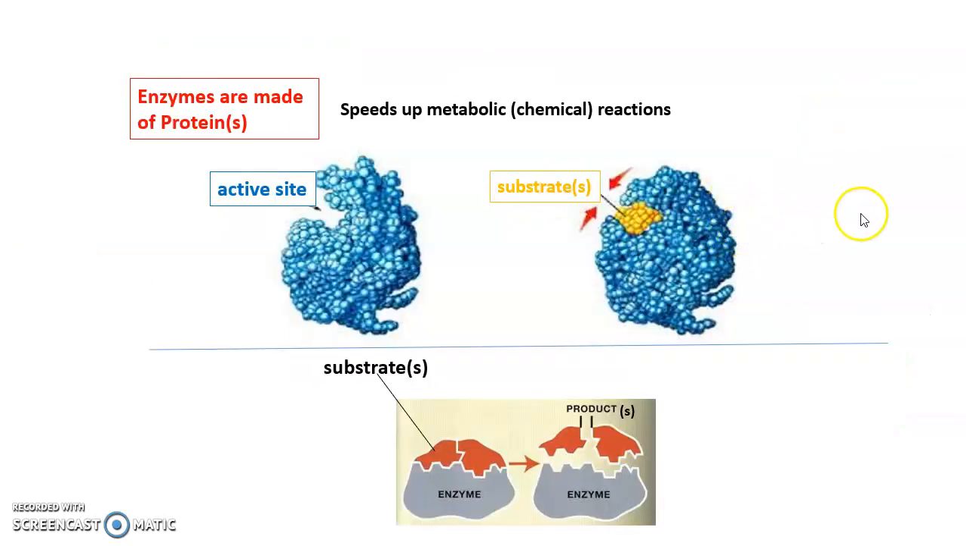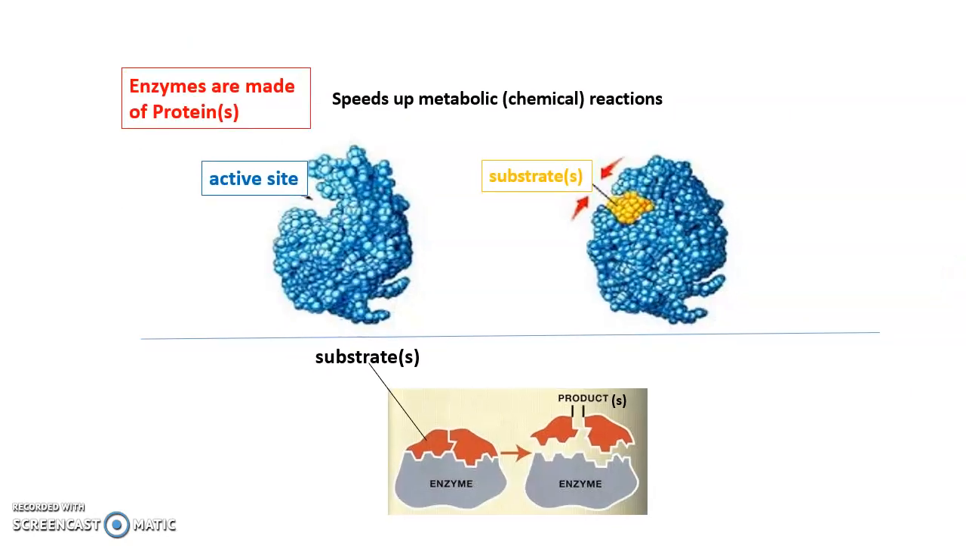Enzymes, as we know, are very important because they are catalyzing chemical reactions. They have an active site where a specific substrate will bind, and then it will allow for the speed up of a chemical reaction. So for instance, down here, you'll have an enzyme with 1 substrate binding to the active site. Chemical reaction happens, and that substrate gets broken into 2 products.